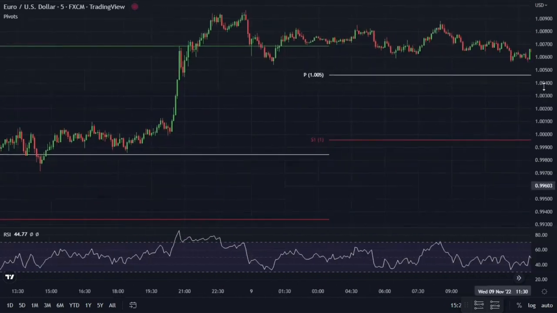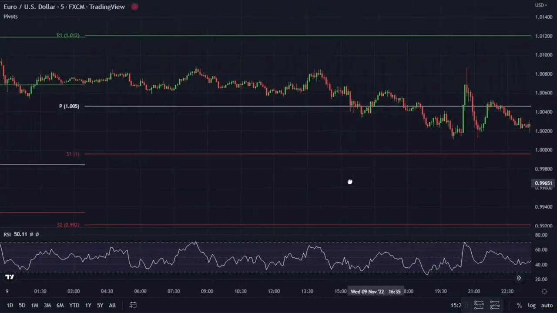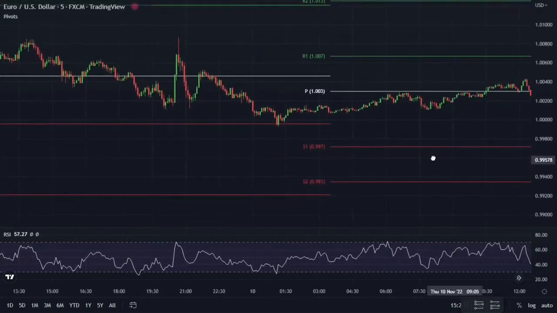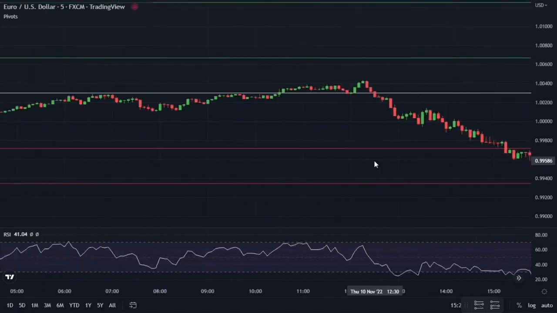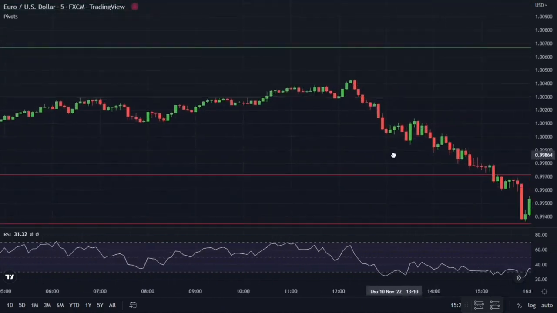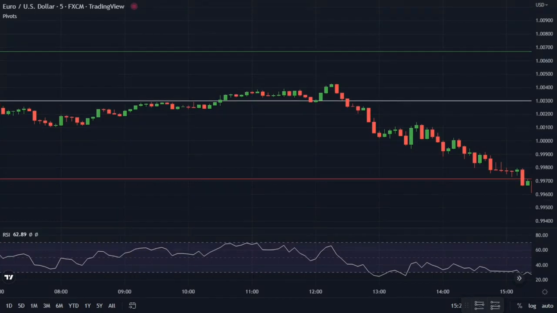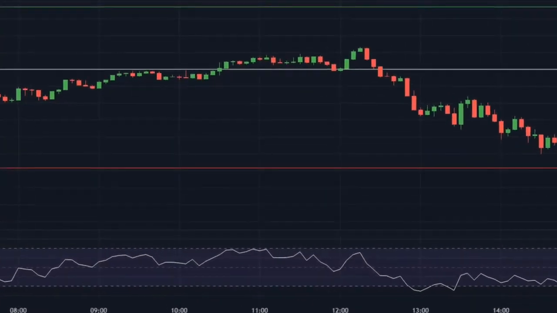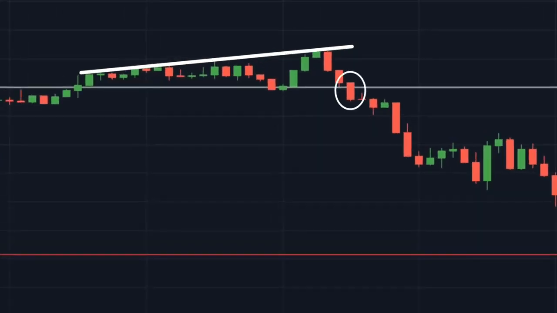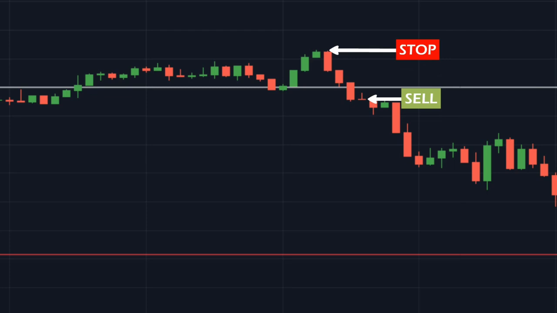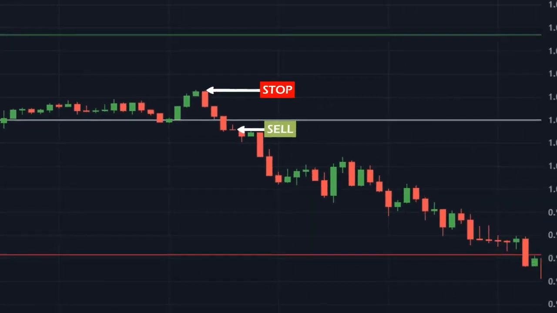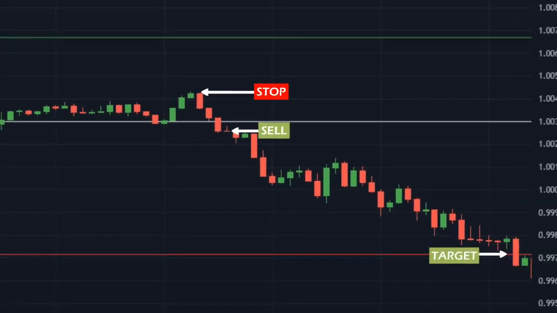Now let's understand the conditions for entering a short trade. Entering a short position is the exact opposite of entering a long position. For short positions, first, identify bearish divergence at the pivot point. Second, when the price declines back below the pivot point, initiate a short position with a stop loss at the recent swing high. And finally, place a take profit order at the next level.